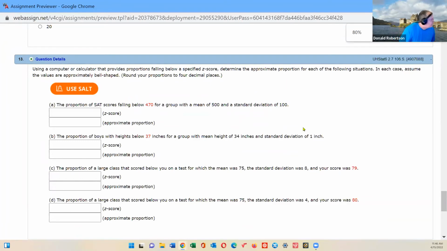Now, in these questions, we have to find proportions falling below a specified z-score. So, where are we? The proportion of SAT scores that fall below 470 when the average SAT score is 500 and the standard deviation is 100. So we are going to find the z-score for 480 and the approximate proportion that got that score or less.